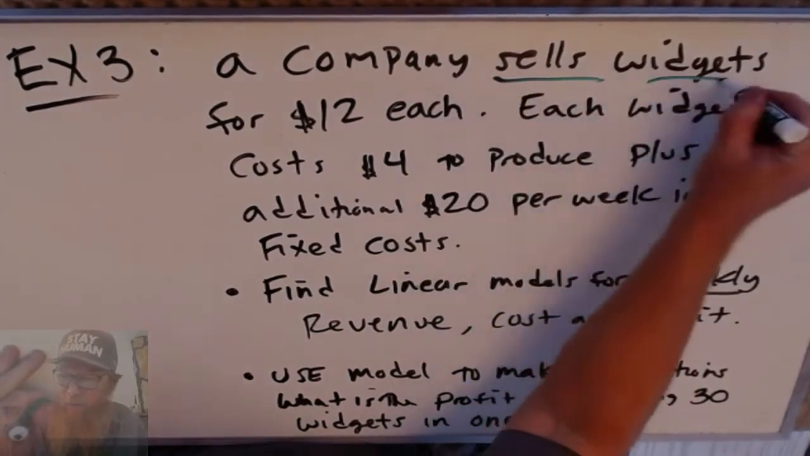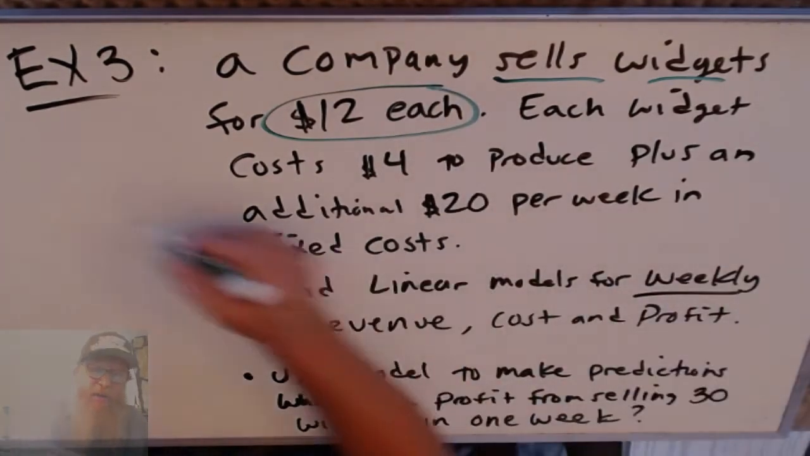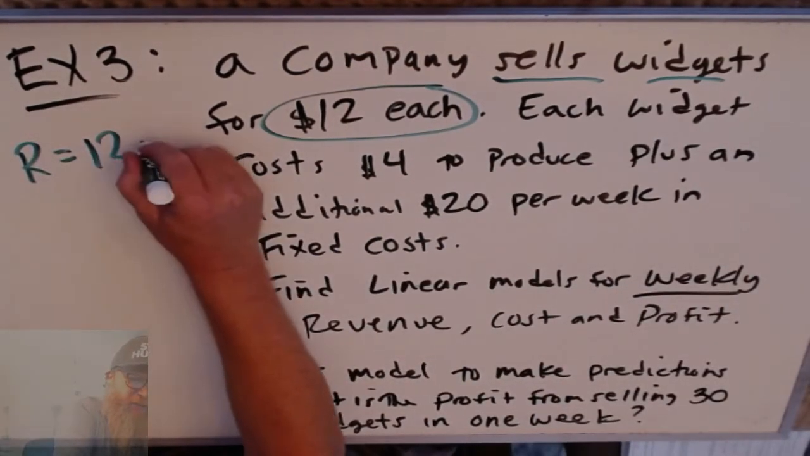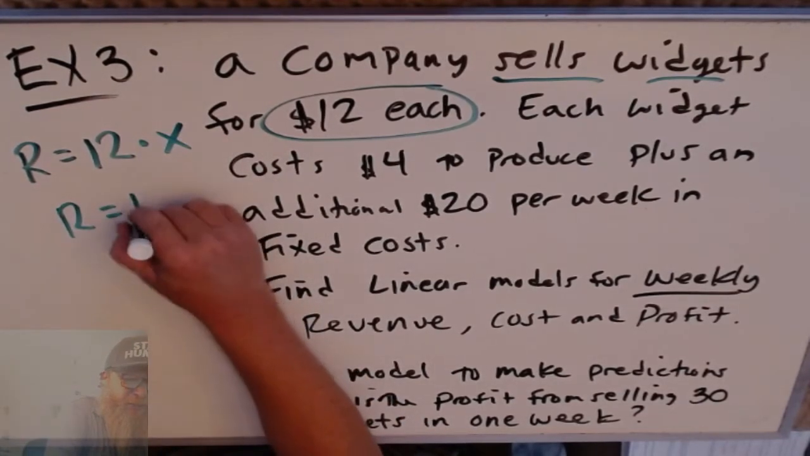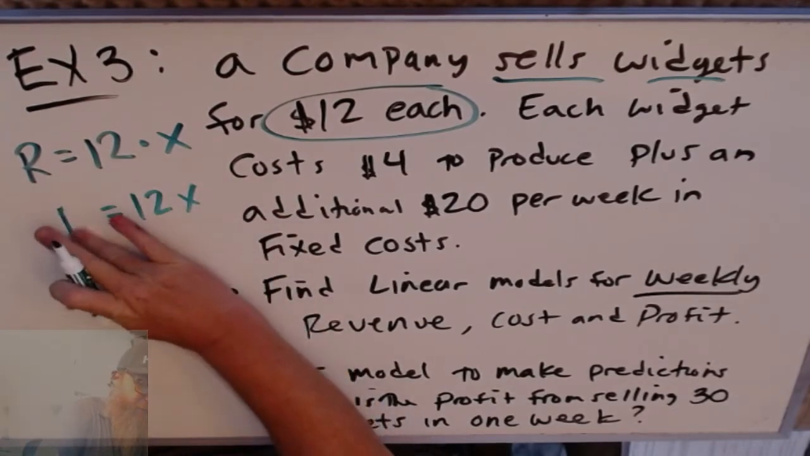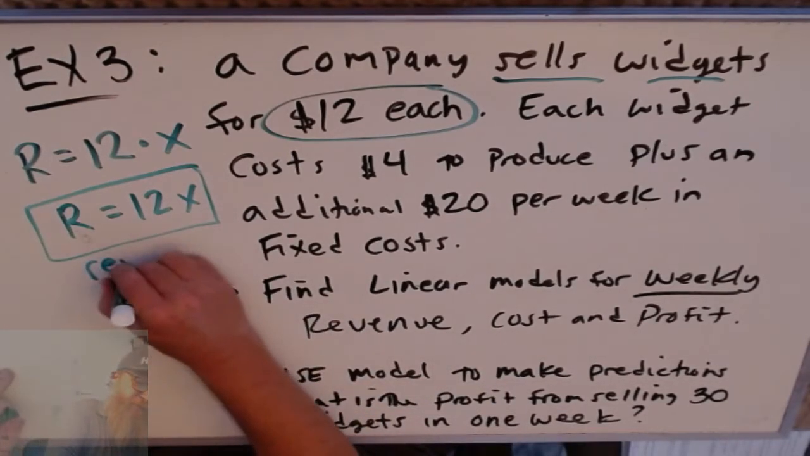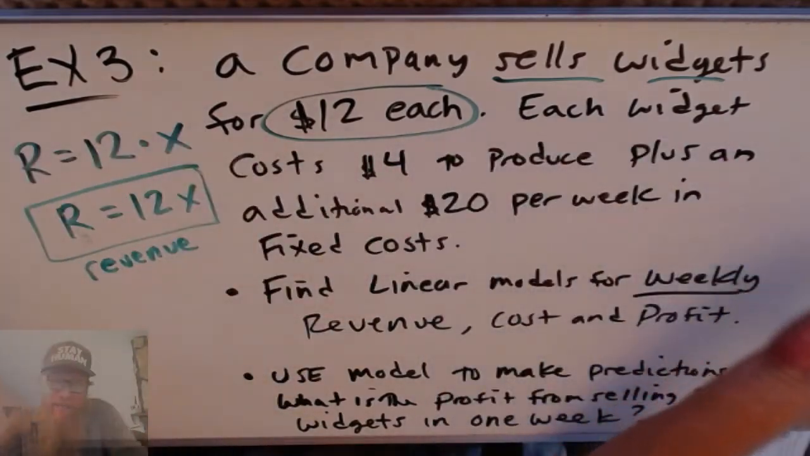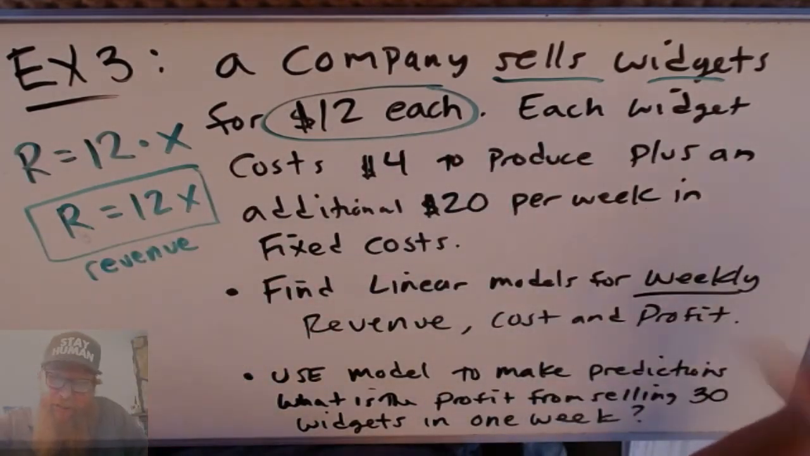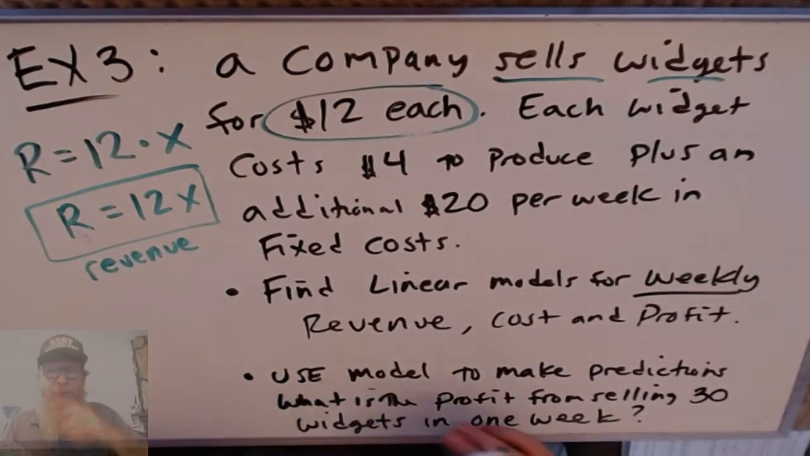So we're selling the widgets for $12 each. We're done, right? Revenue is 12 times X. You can omit the times symbol and just say 12X. That's it. Revenue is easy. As long as you can read and remember what the formula is, it's the selling price multiplied by X. It's as simple as that.